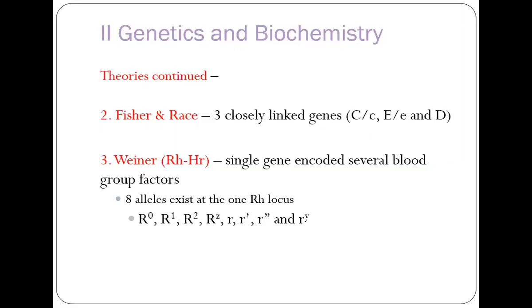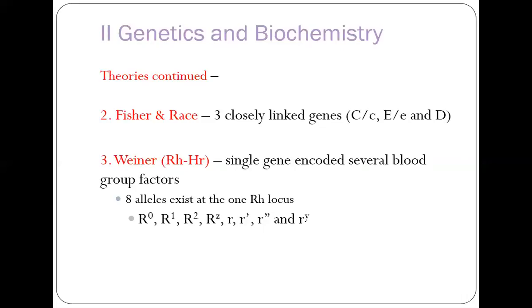With Wiener, they postulated that the alleles were only located at 1 gene locus, and that this was responsible for the expression of the Rh blood group system antigens on red cells. They believed that each parent contributed 1 Rh gene, and the inherited form of the gene could be identical, or homozygous, or it could be different, heterozygous, from each parent. So they believed that 8 different alleles existed at this 1 specific locus on the chromosome.